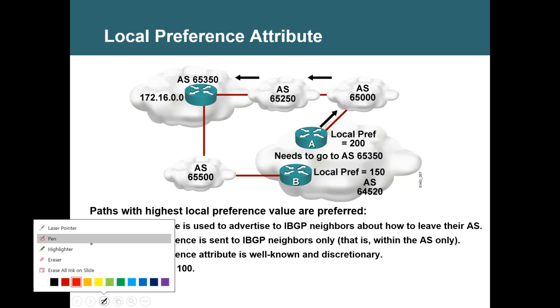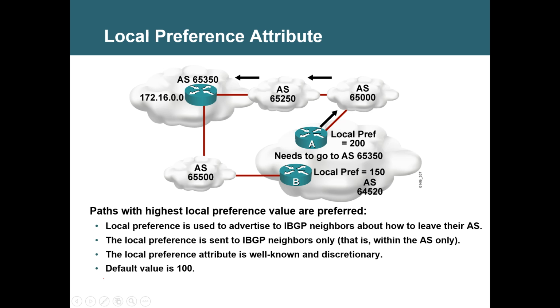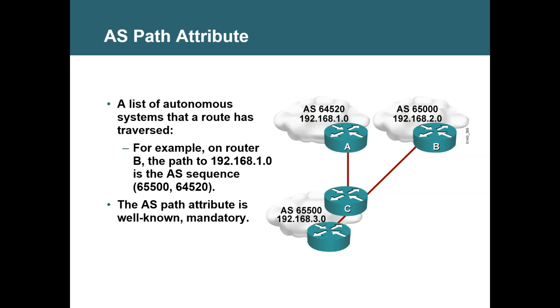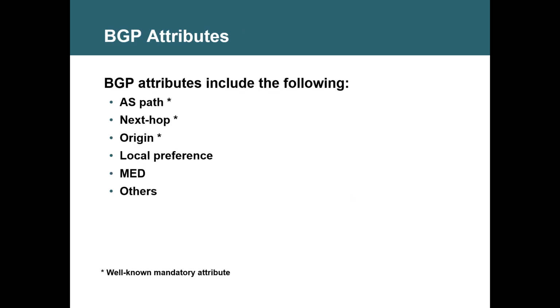We looked into some attributes. So few were well known, and this one which I am showing here is well known. But the other three which we saw were mandatory. This is discretionary. And I remember we also saw MED as optional non-transitive. But we have not gone deep into understanding what is MED. Rest all in this list we have seen.